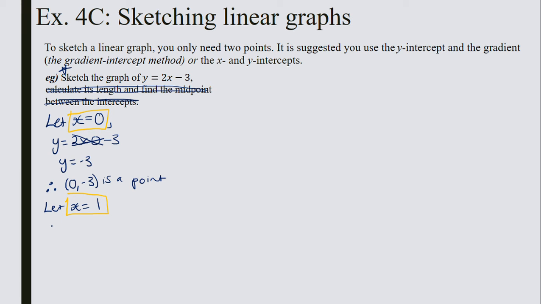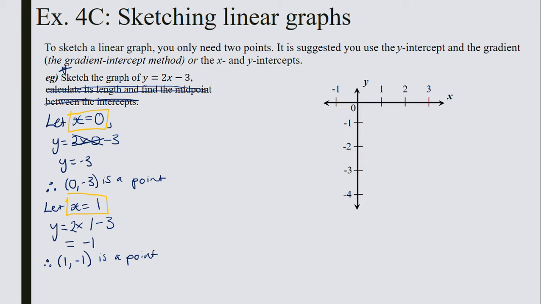And we're going to continue. We're going to substitute. So y = 2 × 1 − 3. 2 times 1 is obviously just 2. So 2 take 3 is −1. Therefore, we have a point at (1, −1). And that's all we need. So we have 2 points. We can now graph the linear equation on the axes.